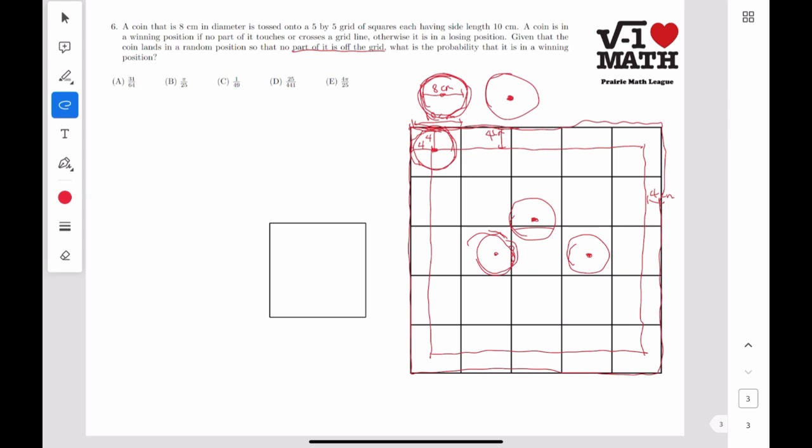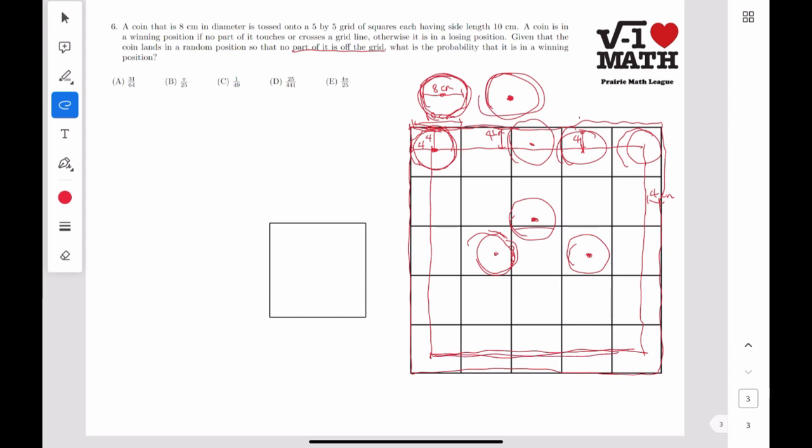Because if it's anywhere inside of this, no part of it is going to come out. Its radius is at most 4. Its radius is 4 centimeters, so it's not going to go outside of this square. But on the other hand, if it's outside of this, then it goes out like here. So now we have characterized basically the sample space of all possible coin tosses.